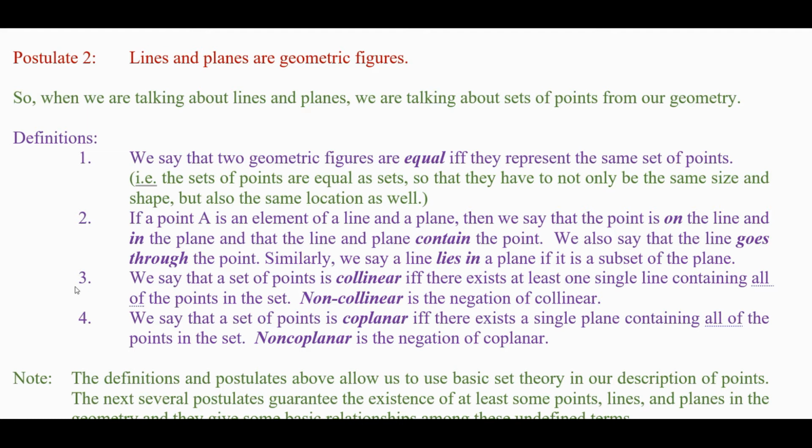Number 3, we say that a set of points is collinear. Notice the spelling, it does have 2 L's there. Collinear if and only if there exists at least one single line containing all the points in the set. Non-collinear is the negation of collinear. So if a set of points, whether that's 2 or 3 or 4 or 5 points or infinitely many, is collinear, that means there is a single line that contains every single point in that set. If it's a non-collinear set, it says that there is no line that contains all of the points in that set. It may contain some of them or none of them, but it doesn't contain every single one.